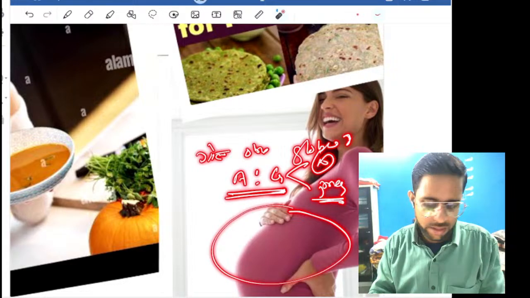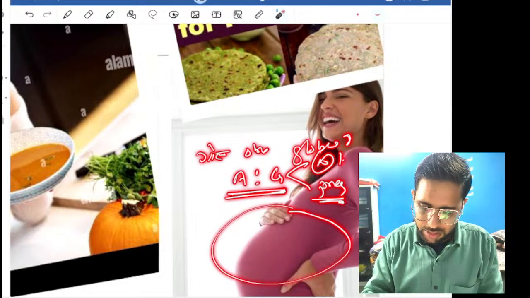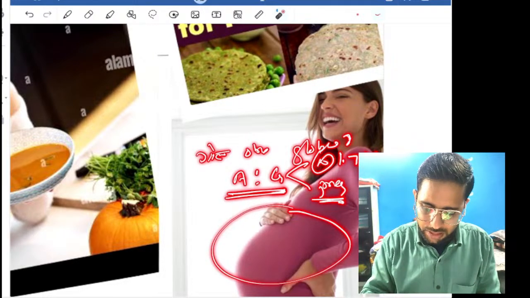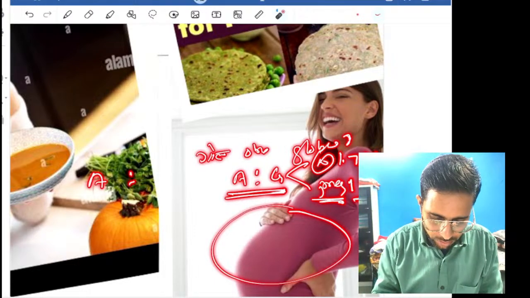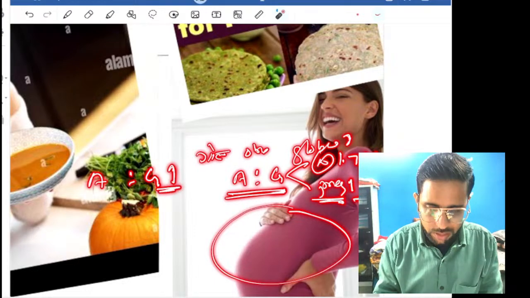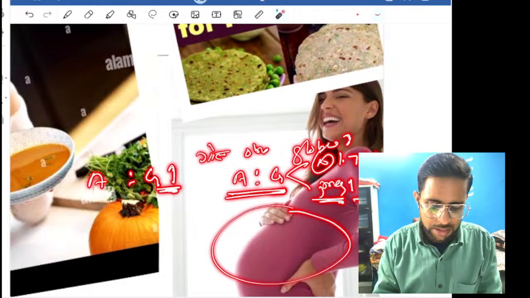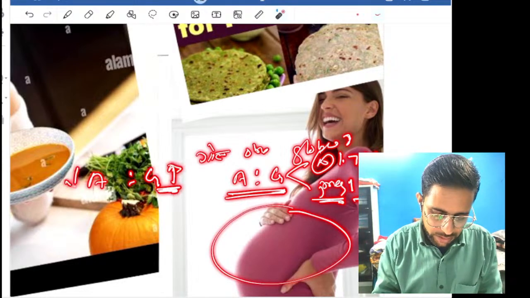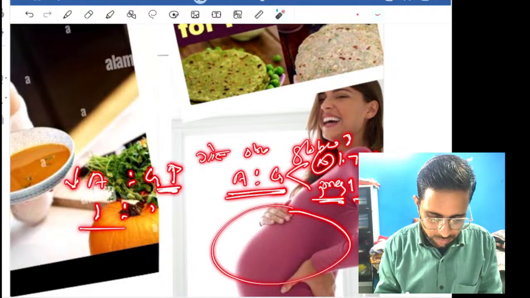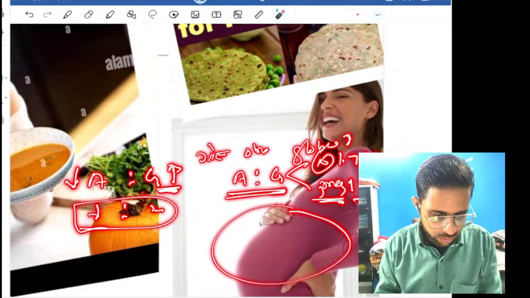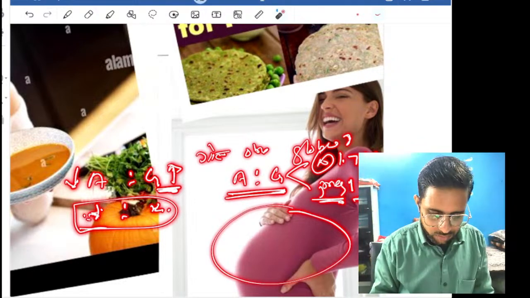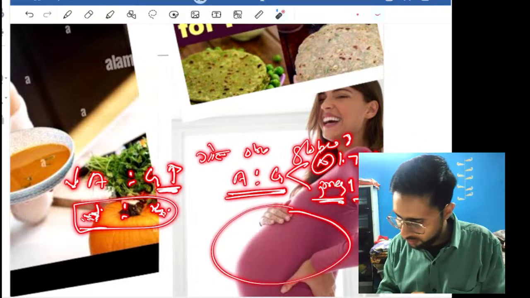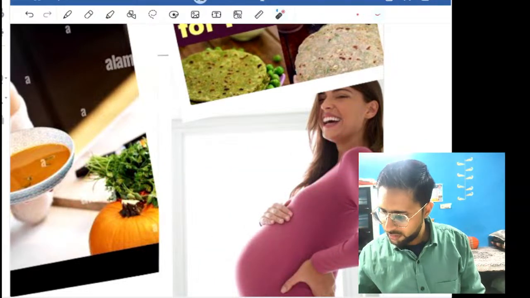Albumin globulin ratio. Normal is 1.7 to 1, but in the pregnancy it is 1.1. How can you remember? Pregnant woman becomes goal, meaning obese, so globulin increases and albumin decreases, so the ratio becomes equal. So in pregnancy 1:1 ratio, one fetus one mother, equal 1:1 ratio. Yes, very good answer here.